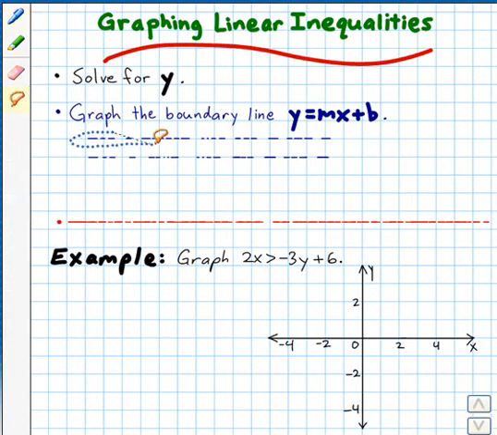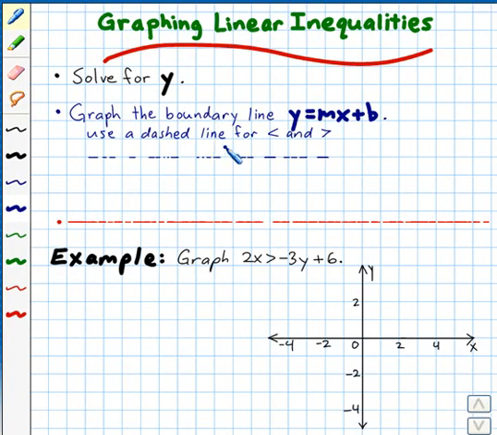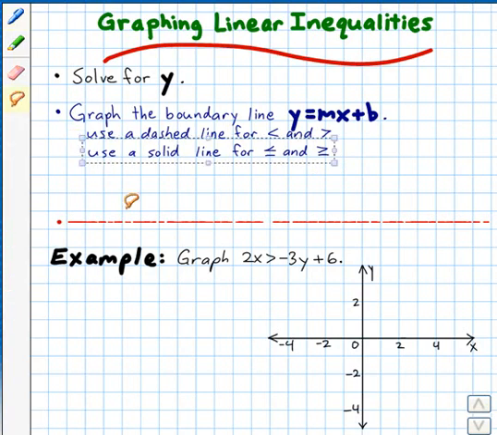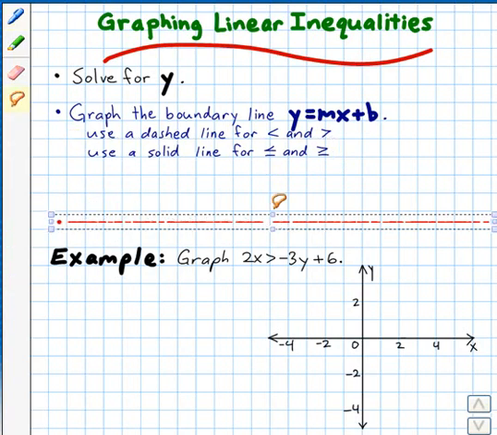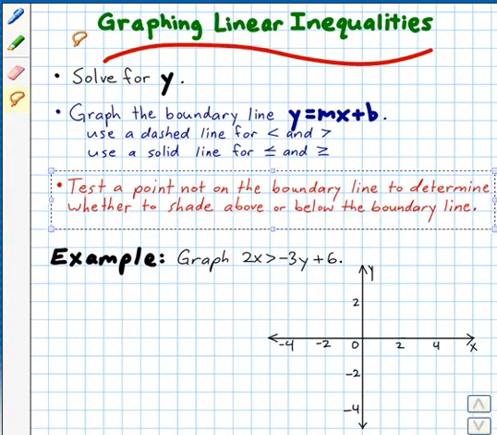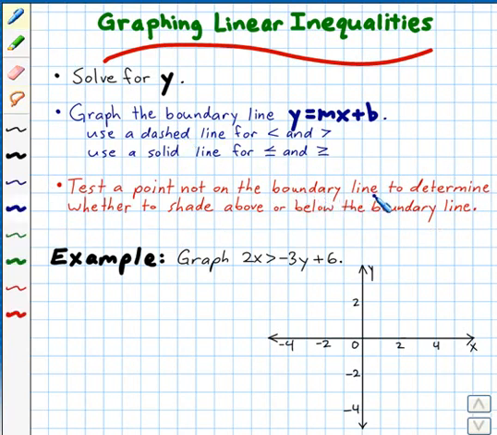When graphing the boundary line, use these two rules. Use a dashed line for less than and greater than inequalities, and use a solid line for less than or equal to and greater than or equal to inequalities. Once we have the boundary line graphed, we want to test a point not on the boundary line to determine whether to shade above or below the boundary line. So let's use this process and work through this example problem together.